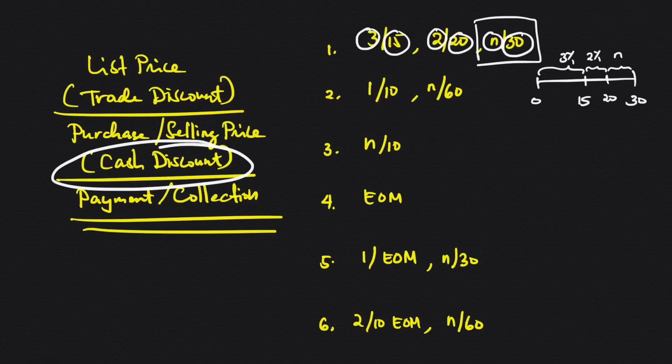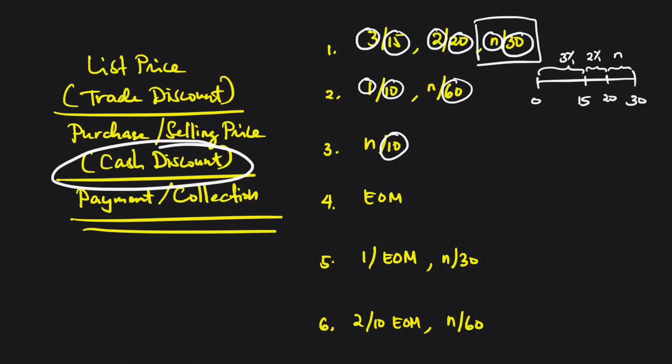Number 2, 1/10, n/60. So this means that if you pay within 10 days, you get 1% discount, and you are given a maximum of 60 days to settle the obligation. For the third, there is no cash discount. This is basically telling you that you are given 10 days to settle your balance.